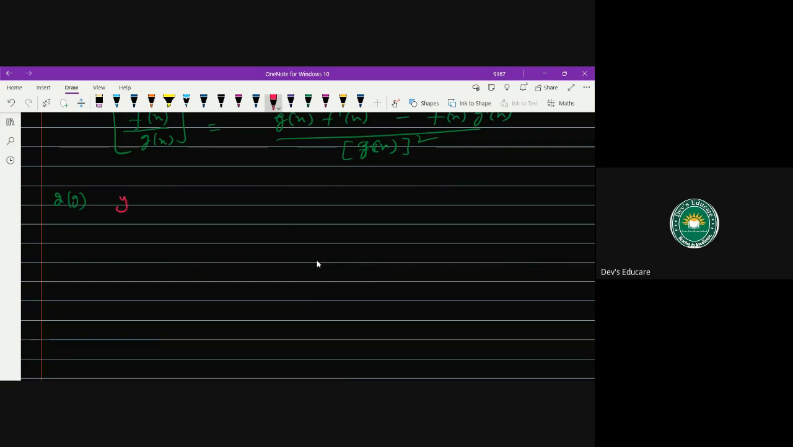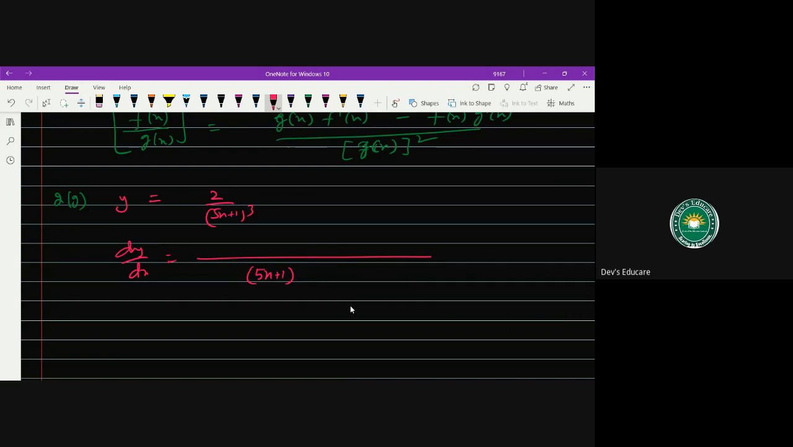Check your answer. y equals 2 upon 5x plus 1 cube, dy by dx is minus 6. Using the quotient rule, we have 5x plus 1.